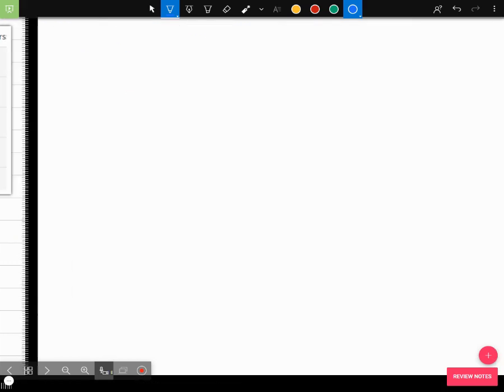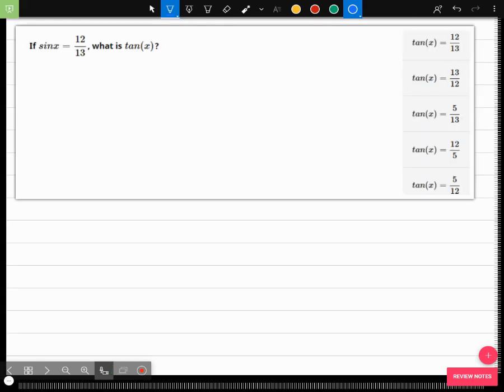Okay. Let's go to the next question. If sine x is 12 over 13, what is tan x? So here, sine x is related to trigonometry. First of all, what does sine mean? Sine x equals 12 over 13. But we know that sine means the opposite side to whatever the letter is given. So the opposite side to angle x over the hypotenuse.